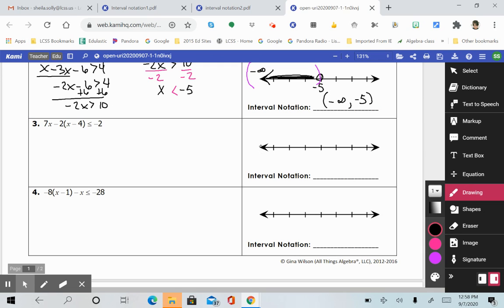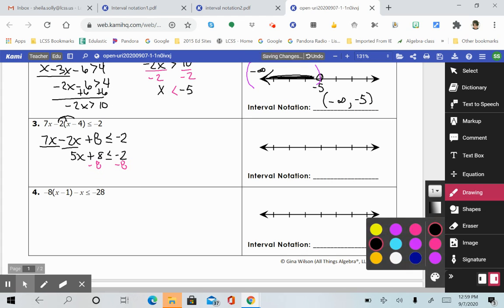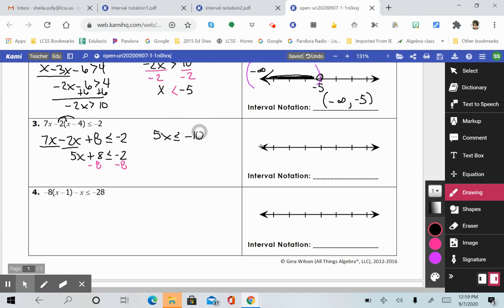We start by using the distributive property. So we have 7x minus 2x, and negative 2 times negative 4 is positive 8, is less than or equal to negative 2. Combine like terms. 7x minus 2x is 5x, plus 8 is less than or equal to negative 2. Subtract 8, and you get 5x is less than or equal to negative 10. Divide both sides by 5 to get x by itself.